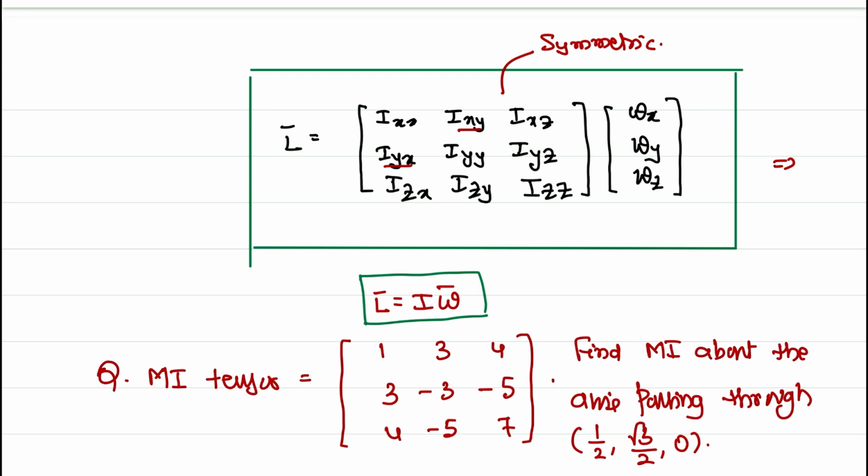This is the moment of inertia tensor of the rigid body. The tensor is given, and we have to find out the moment of inertia about an axis passing through this point, because moment of inertia is found out about an axis. Ixx means the xx axis, Iyy means the yy axis. Moment of inertia is found out about an axis, and that axis is passing through this point. Then find out the moment of inertia. Are you able to follow?